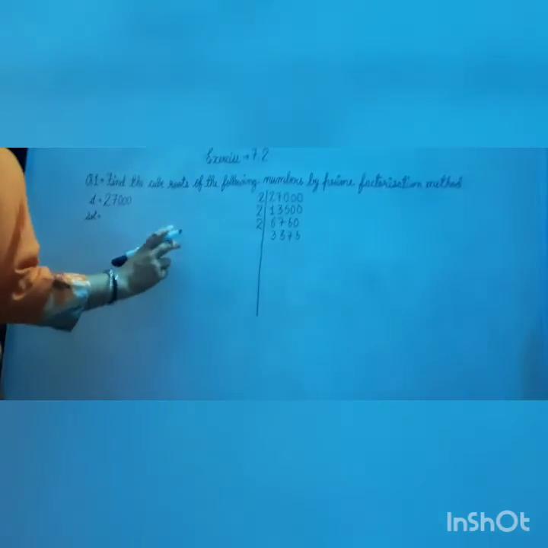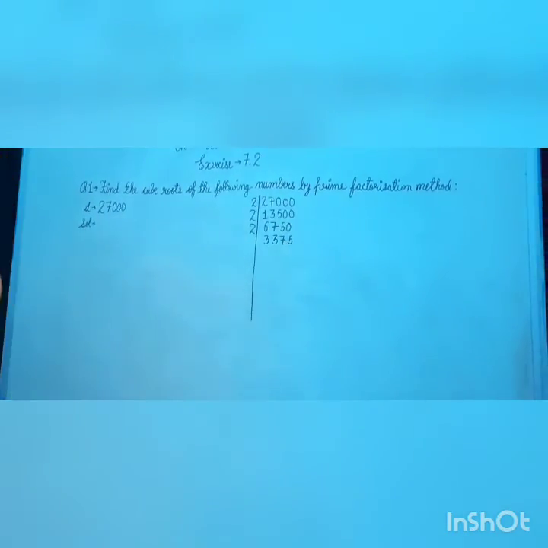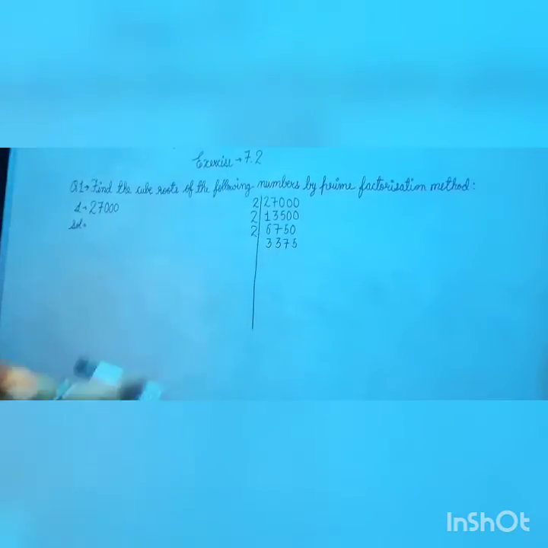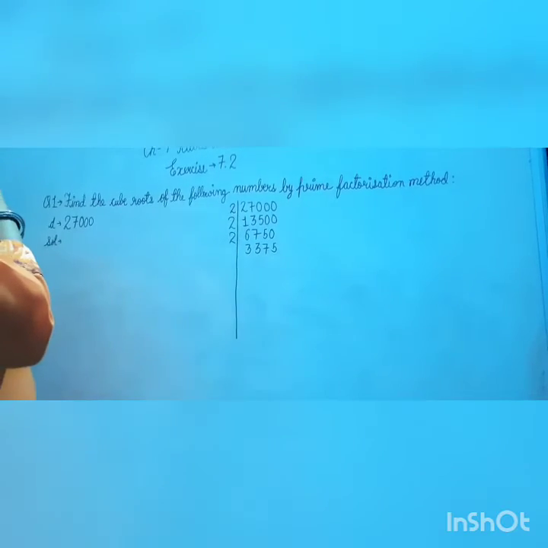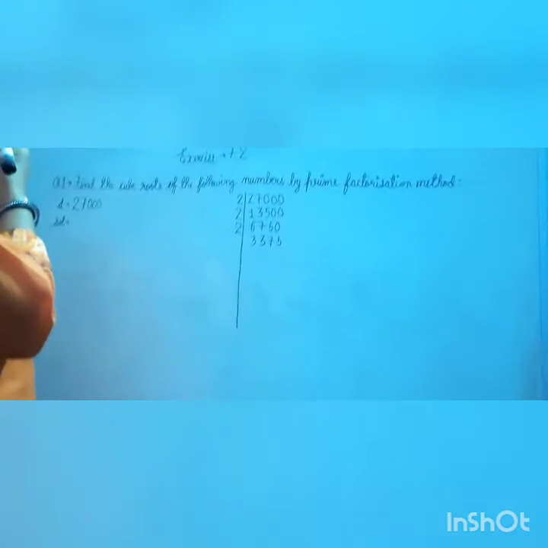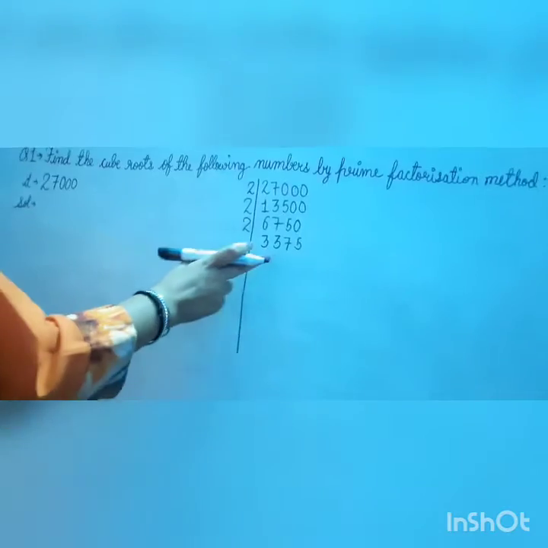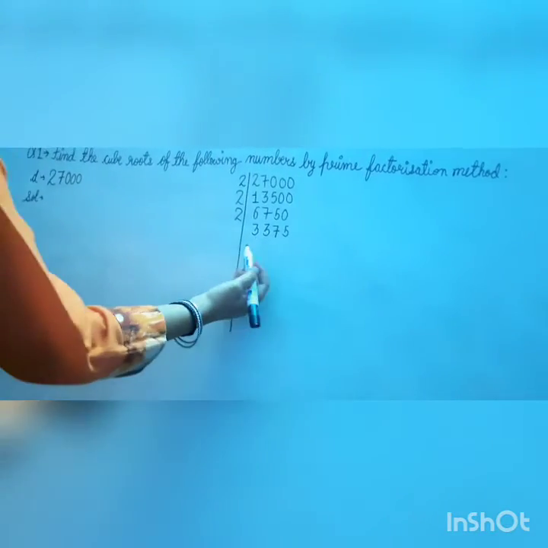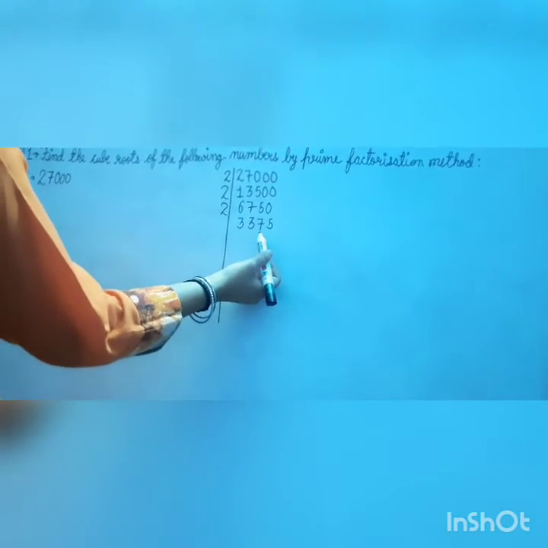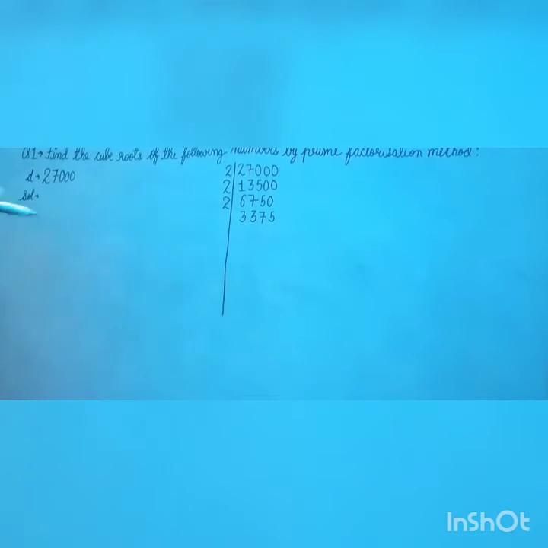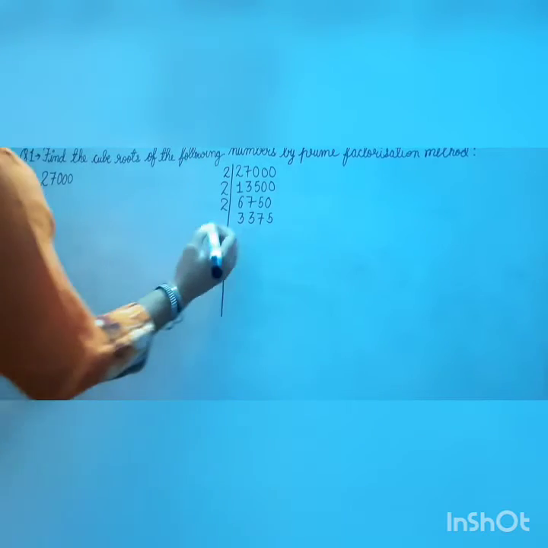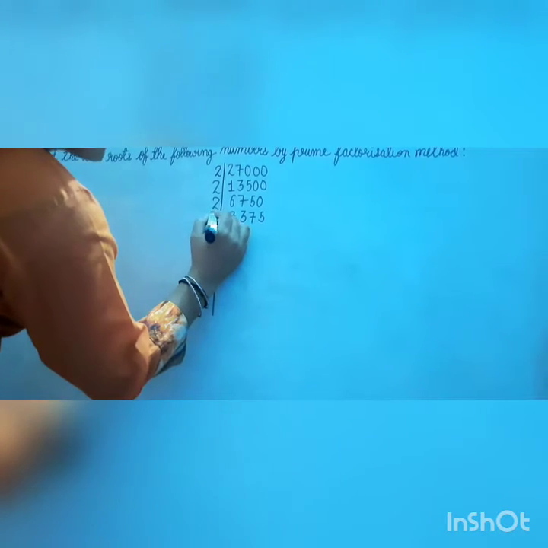Now you can see that this number is an odd number. You cannot divide this number by 2. Then by which number do you have to divide it? You can see that 3 plus 3 is 6, 6 plus 7 is 13, 13 plus 5 is 18. You know that 18 comes in the table of 3. So you will divide it by 3.